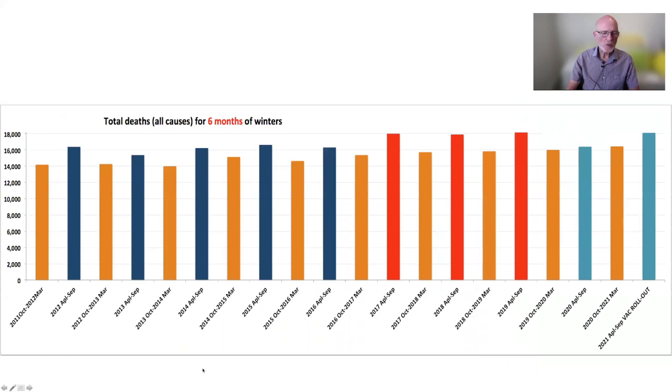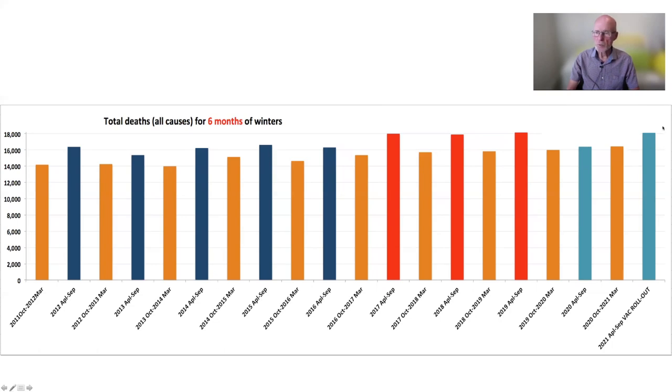The next thing I did was to compare seasons. So you've got the blues here are all the winters for the years. And these three reds are also winters. And these two blues are winters as well. And you can see that these three winters were more severe than all the previous winters.